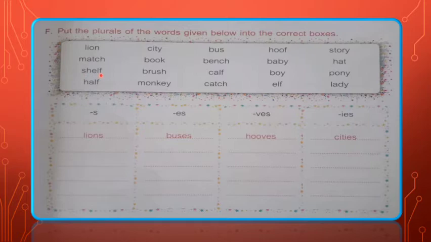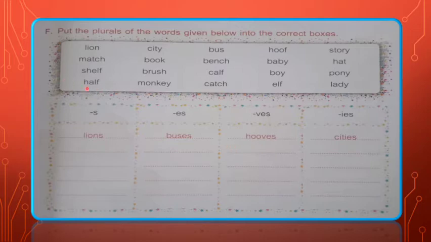Next. Shelf. Yes, children. Shelf ends with F. So what do we do when a word ends with F? We remove F and in place of F, we add V-E-S, isn't it? So let's write where we will write this shelf. Here, VES. So how will we write? S-H-E-L-V-E-S, shelves.